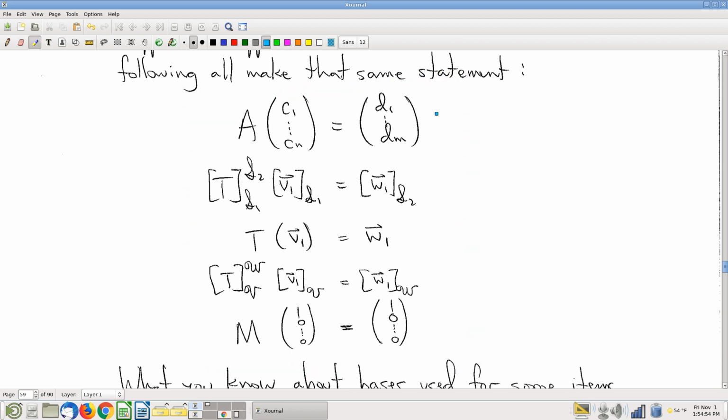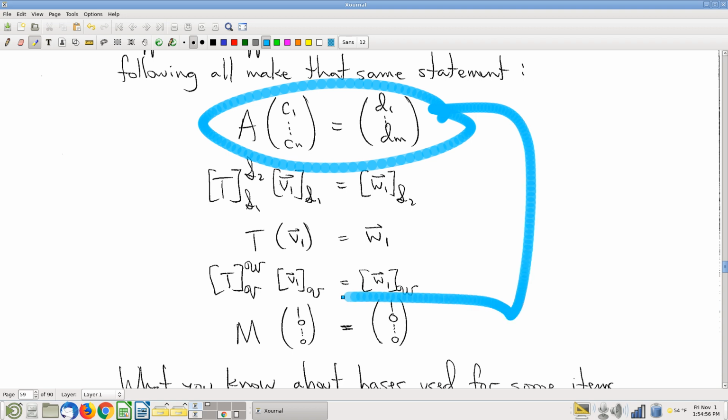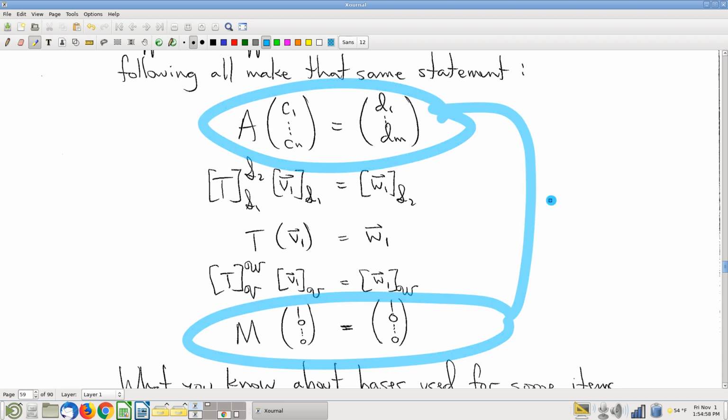I want to draw your attention to these two. These two statements are on the list of 5 things that all say the same thing. So these two statements say the same thing, really, morally. They say the same thing. They look unrecognizably different. Right? One's talking about a matrix A and a couple of ordered N and M tuples with numbers C's and D's, and nothing of that is visible down here.